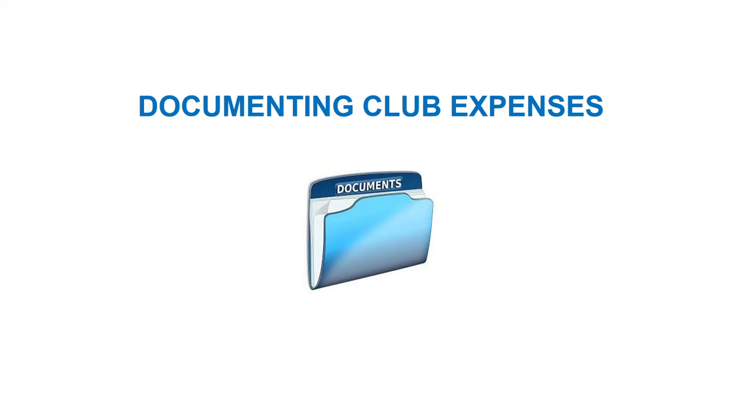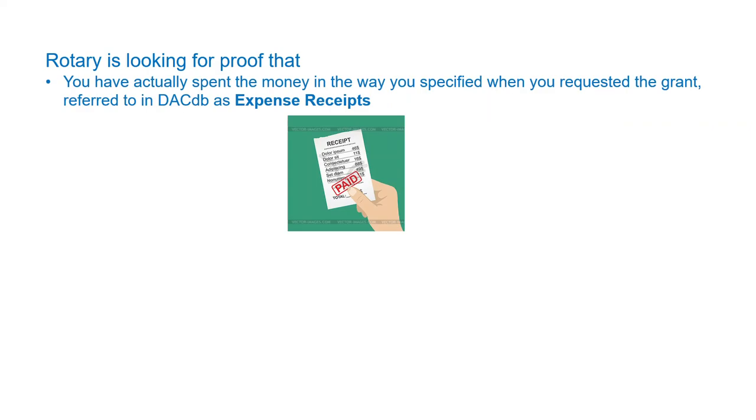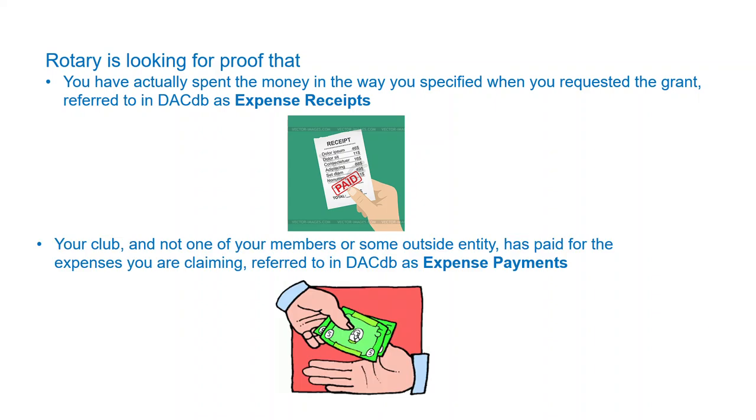First, documentation needed. Rotary is looking for proof that, 1, you have actually spent the money in the way you specified when you requested the grant, referred to in DAC-DB as expense receipts. And 2, that your club, and not one of your members or some outside entity, has paid for the expense you're claiming, referred to in DAC-DB as expense payments.